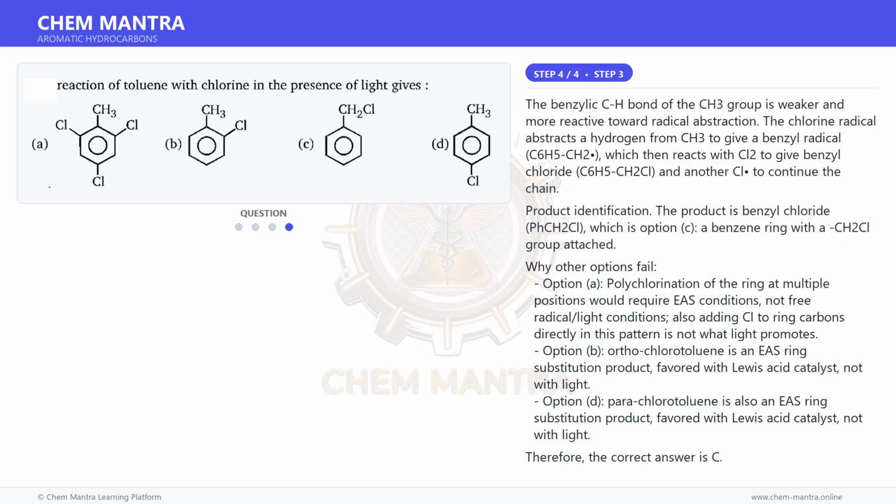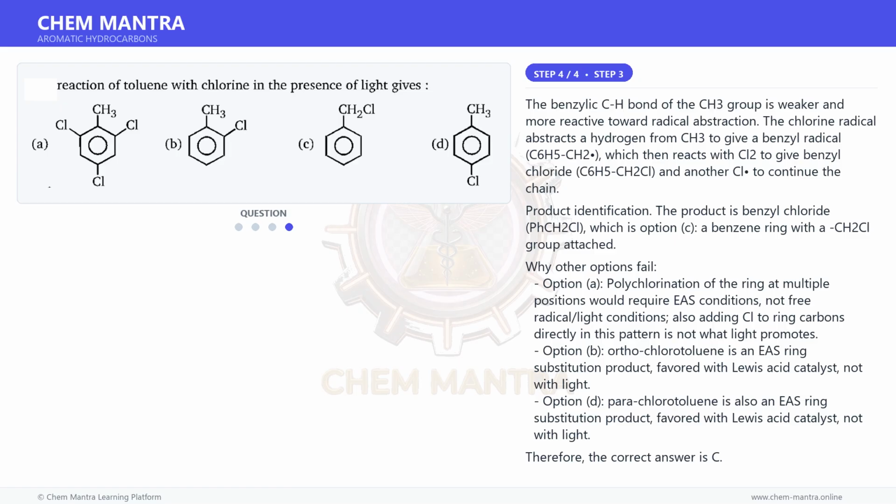And for the final step, the benzylic C–H bond of the CH3 group is weaker and more reactive toward radical abstraction. The chlorine radical abstracts a hydrogen from CH3 to give a benzyl radical, C6H5CH2•, which then reacts with Cl2 to give benzyl chloride, C6H5CH2Cl, and another Cl• to continue the chain.